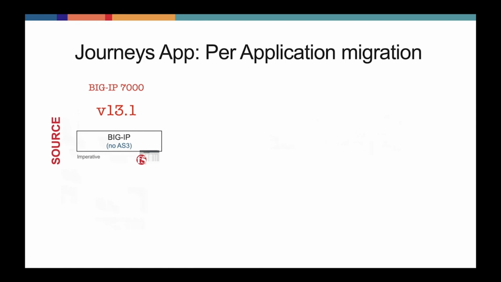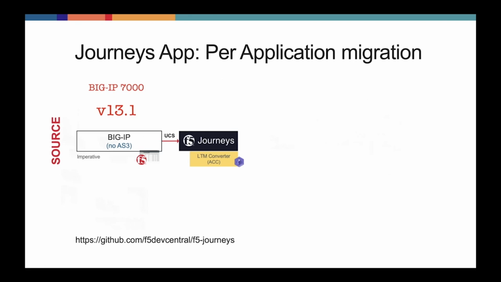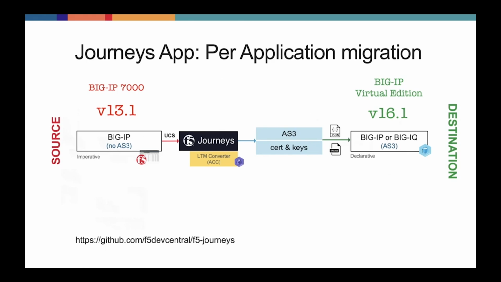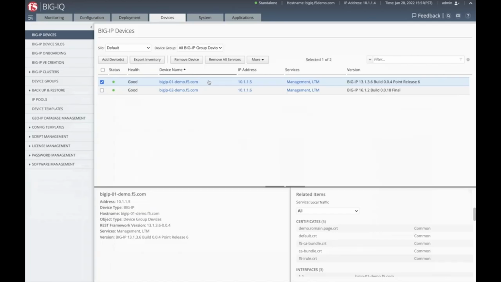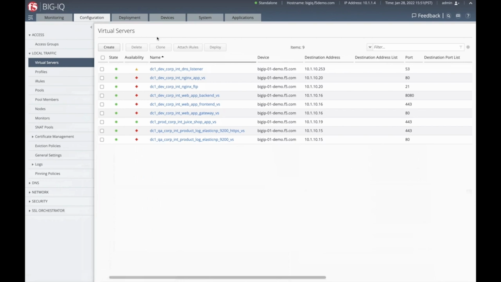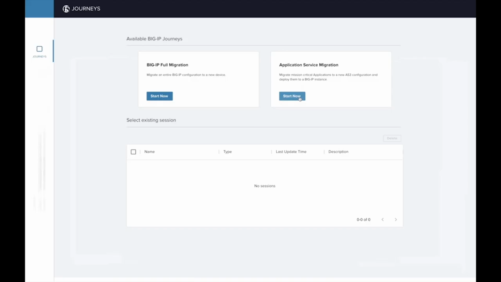So we're going to use the Journeys app in order to get the UCS and build an application service inventory, select a few apps, and migrate them into a BIG-IP 16.1 running on a VE. And then we're going to conclude the demo and use the F5 extension running on VS Code in order to make some updates on that app. So here's BIG-IQ, where we show you the two BIG-IPs we're going to use for the demo. Moving on to the configuration tab, let me show you the current VIP running on the source BIG-IP running 13.1.